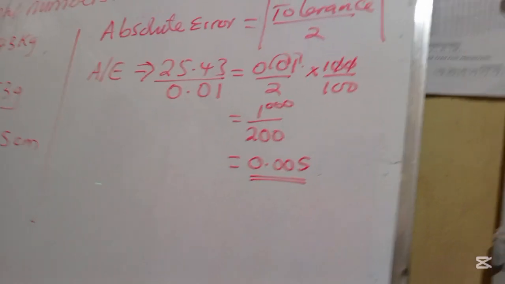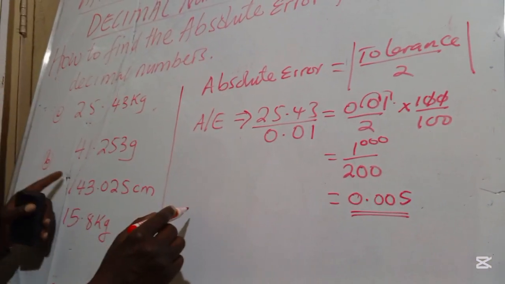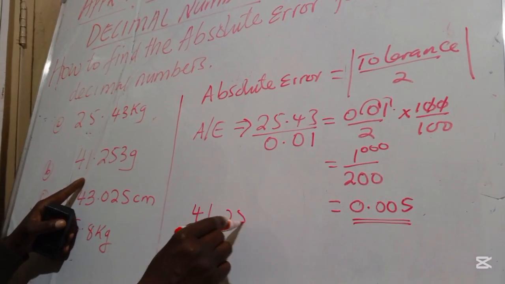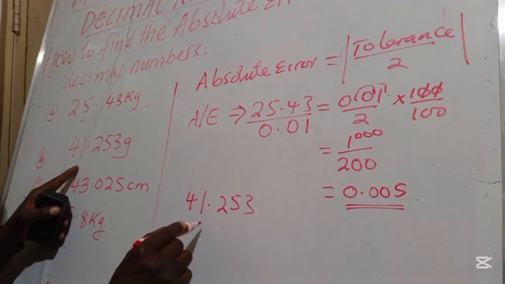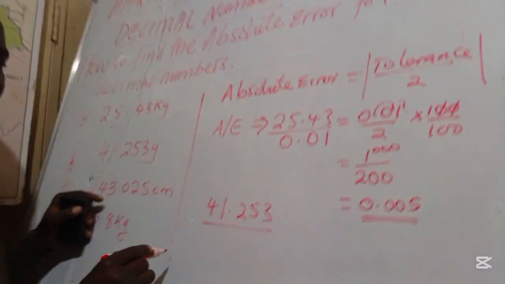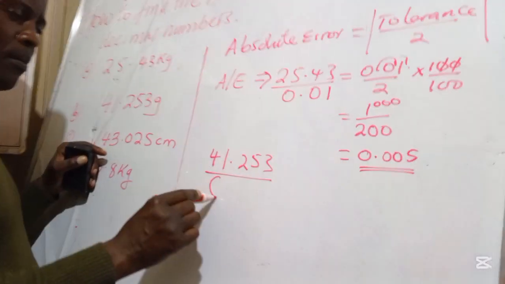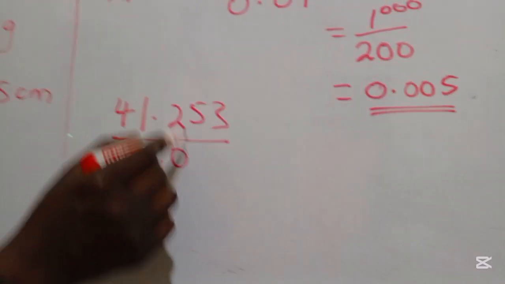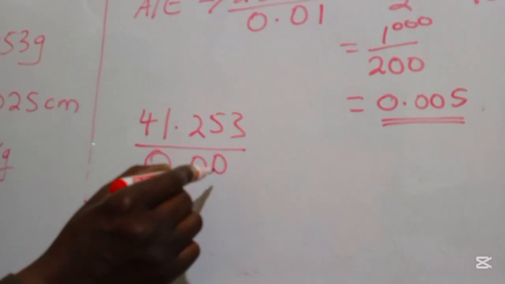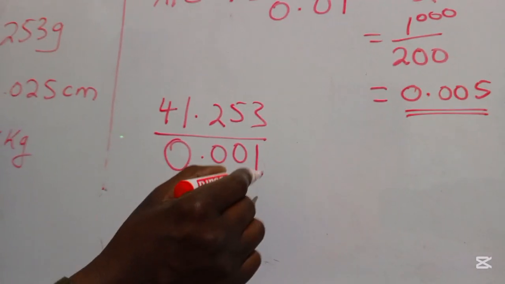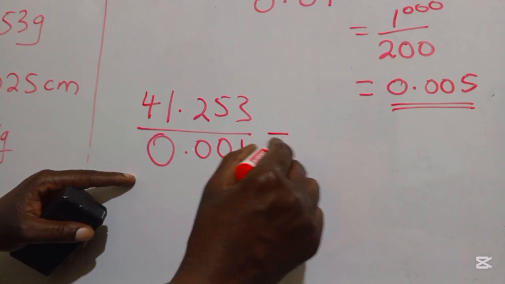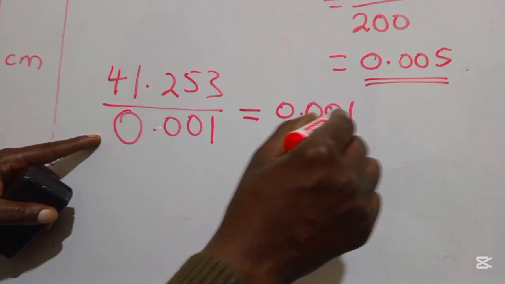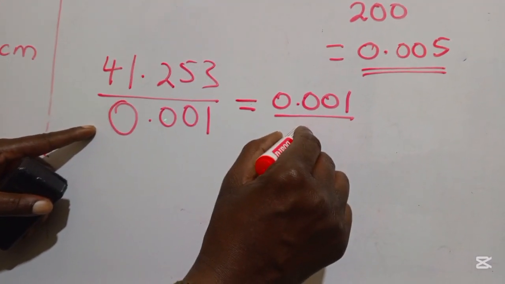How do we get the absolute error? If for example they give me 41.253, number 1 is to find the tolerance. The whole number part is replaced by 0. Is this my last digit? No. Is that my last digit? No. Is this my last digit? Yes, it is replaced by 1. So my tolerance in this case is 0.001. Remember the decimal over 2.